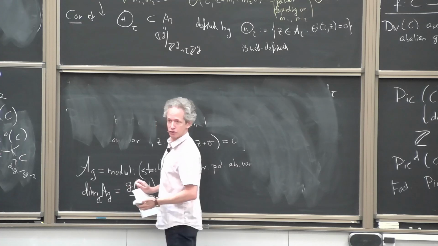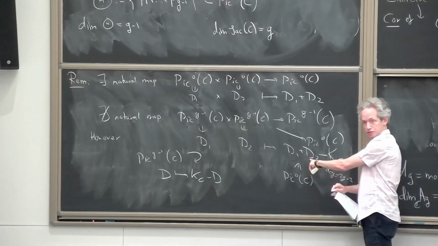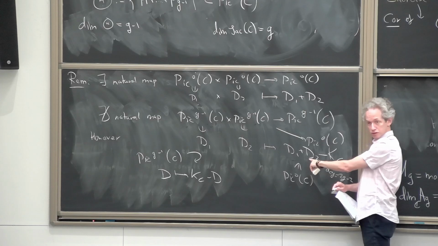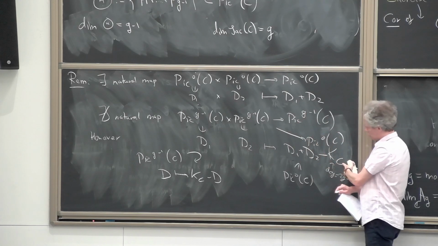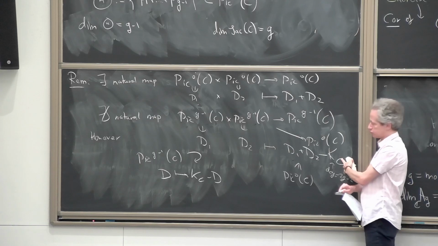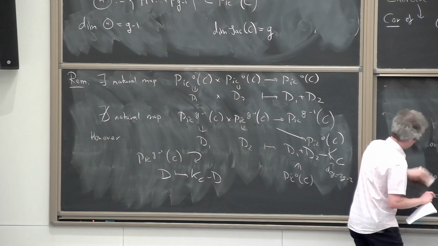To Pic^0, okay? Because this was a degree g-1, another degree g-1, total 2g-2. So I always have a map from Pic^a times Pic^b to Pic^(a+b). But then I have the canonical class, which has degree 2g-2. So it ends up in Pic^0. Okay?